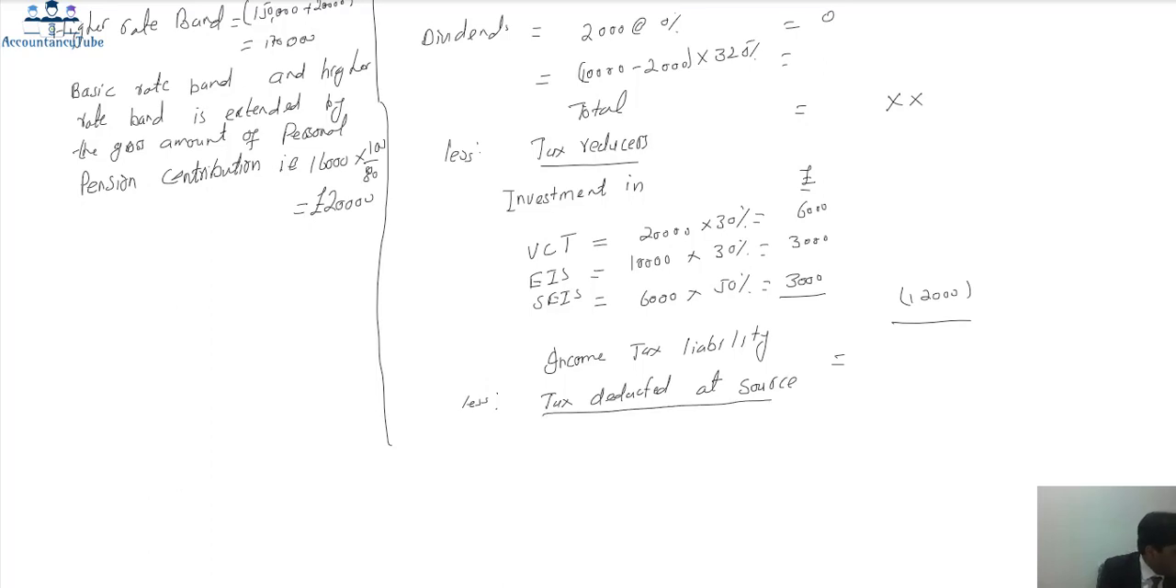And in our question, there are a couple of them. Tax paid on income from discretionary trust, and tax paid on lifetime interest.